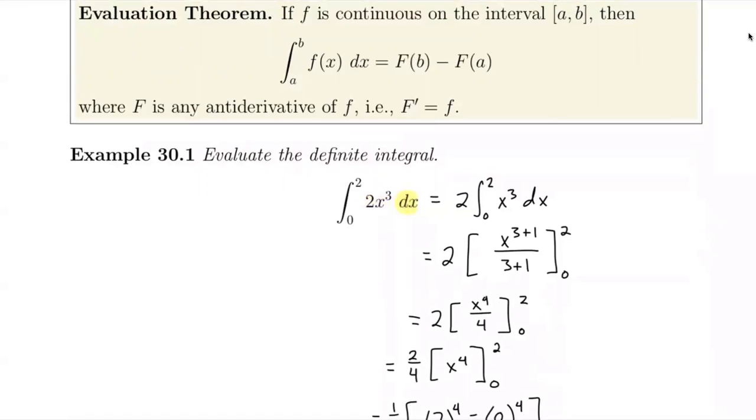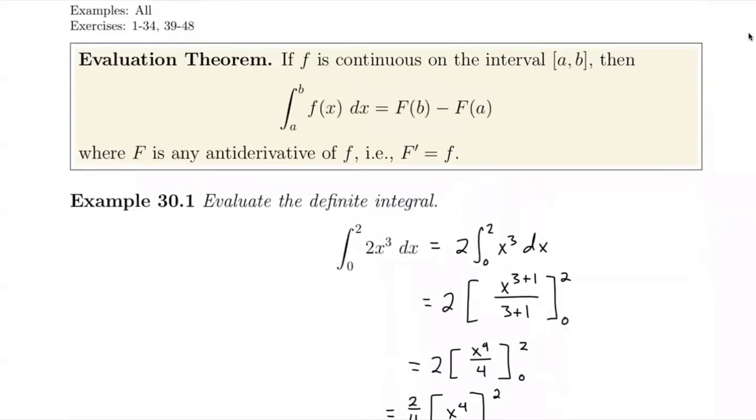What it's really doing, one way to think about it, is it plays the role of delta x in our rectangle widths and our subinterval rectangle endpoint approximation. So 2x cubed is a polynomial, so it's continuous everywhere. Specifically, it's continuous from 0 to 2. So that means we can use this evaluation theorem up here.